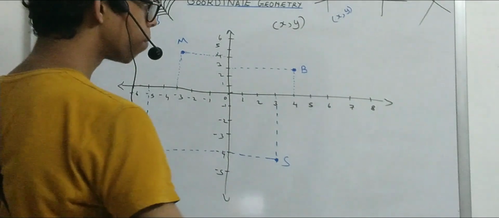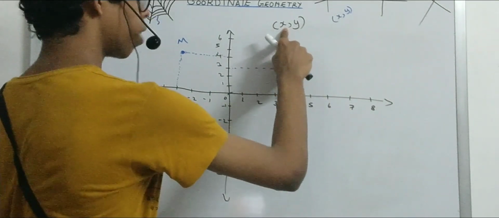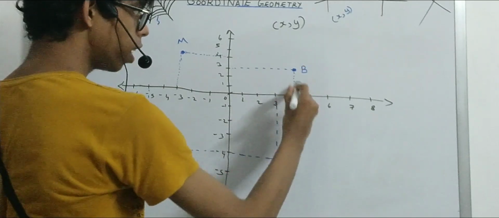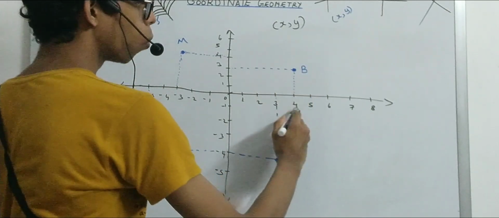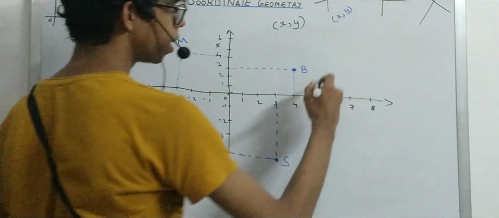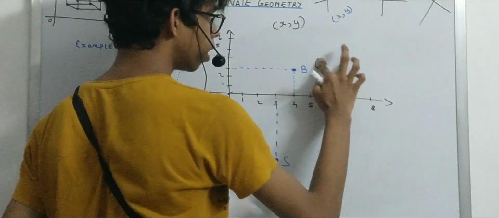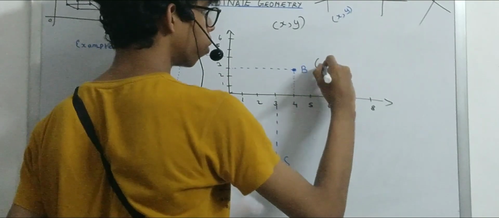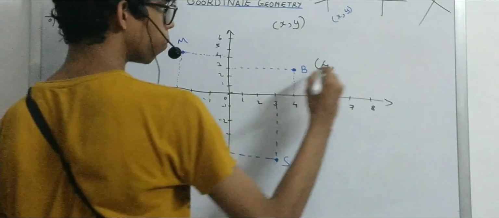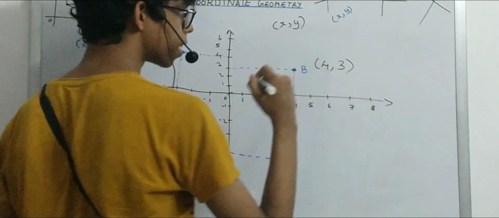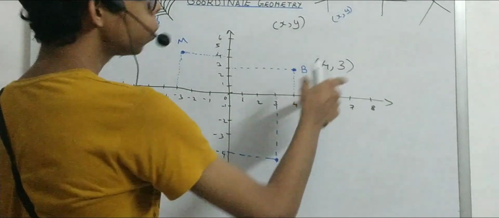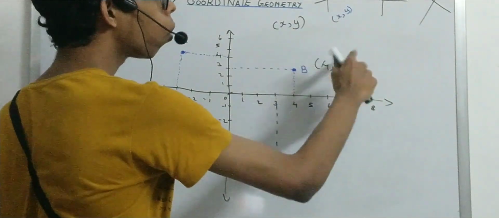Now we are talking about point B. We should always write x first and y second. This point is coming to 4 on the x-axis. So we can write point B as 4 comma, and it is going to 3 on the y-axis. So we can write it as 4 comma 3. I hope it is clear. This is your coordinate.